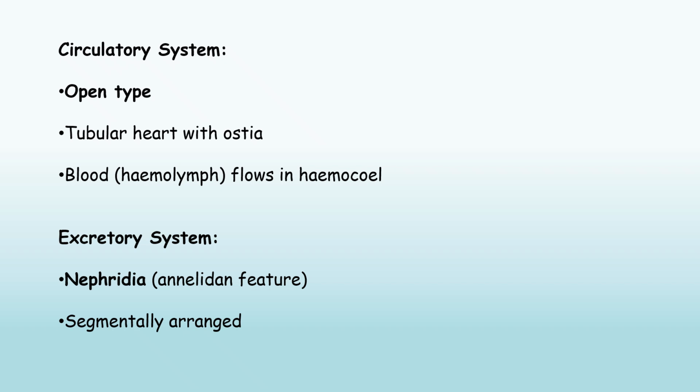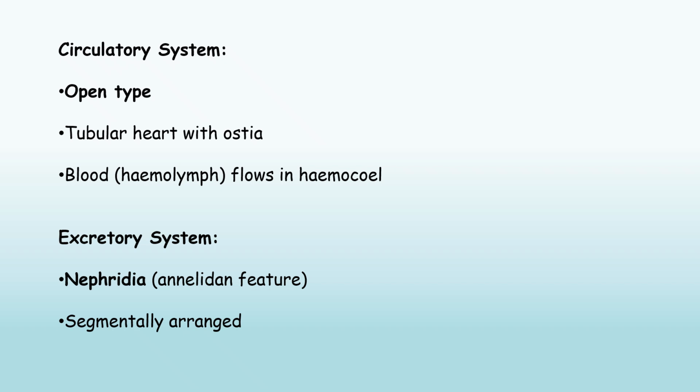The circulatory system is open type, where the body cavity is filled with blood. The blood does not circulate inside arteries or veins; the arteries and veins are completely absent. That's why the body cavity is also known as hemocoel. The type of heart present in Peripatus is tubular in structure with ostia present. And as I said, blood flows in the hemocoel.